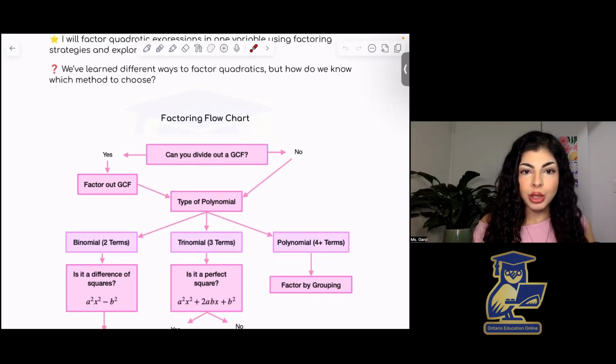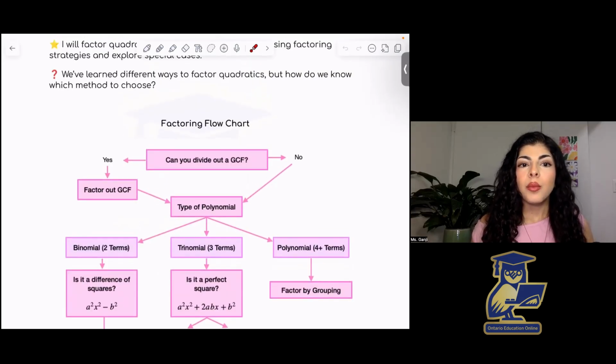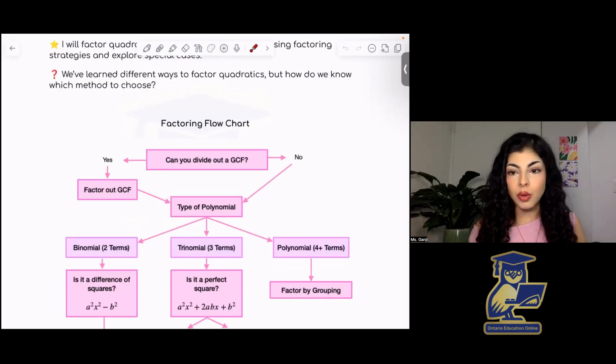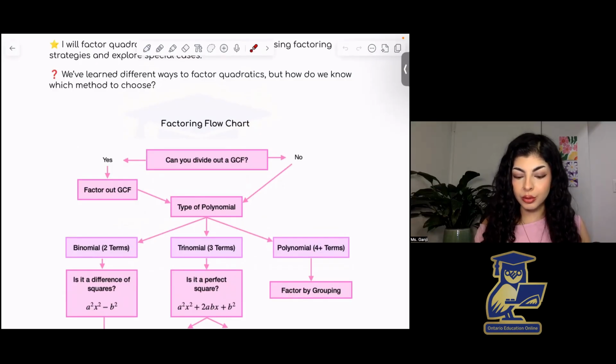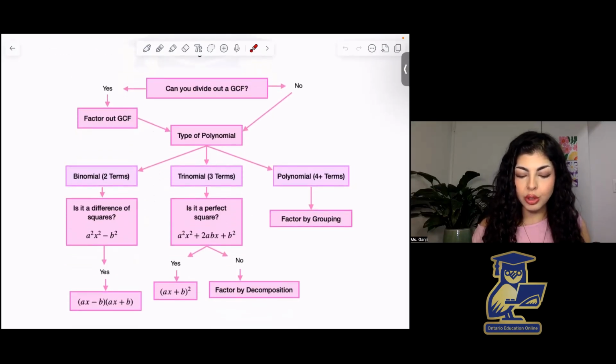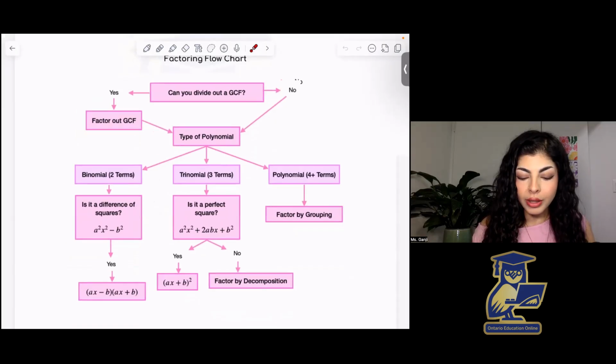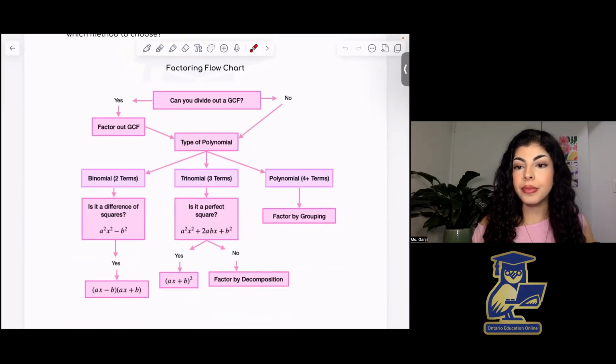So we have a flowchart here because we have now learned how to factor quadratics in different ways, but we're not necessarily sure how to choose when to use them. So looking at our flowchart here, when you're given any expression or equation to factor, you first want to see if there's a greatest common factor. As I said last class, we always want to work with smaller numbers. So if you can factor out a greatest common factor, do that right away.